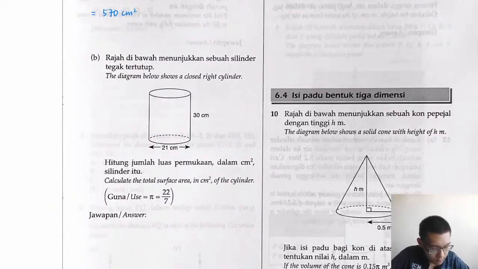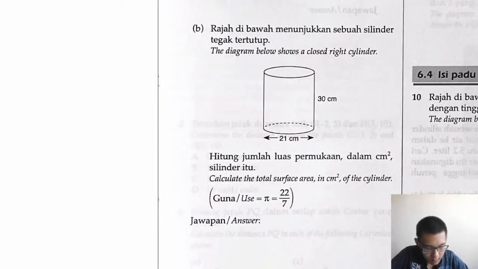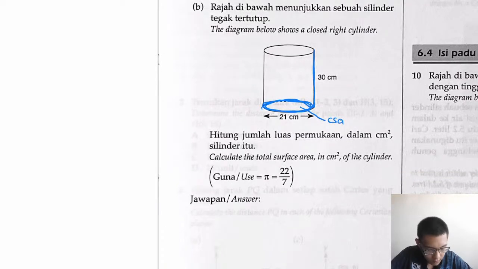For the B, the diagram shows a right cylinder. So try to calculate the total surface area. That means we take the cross section area, and then times the height and the circumference. So the total surface area equals 2 times pi r square plus 2 pi r h.